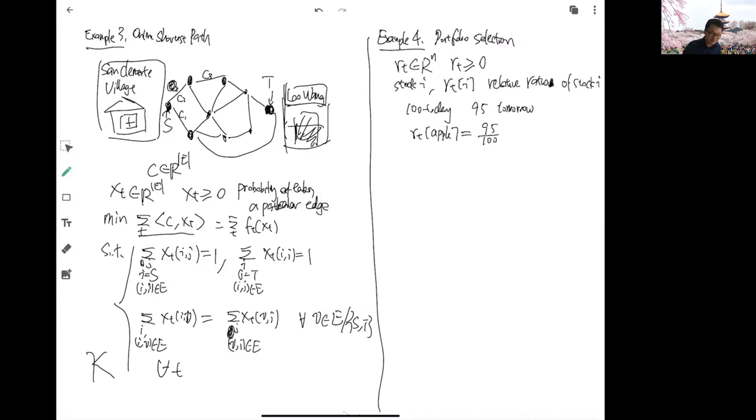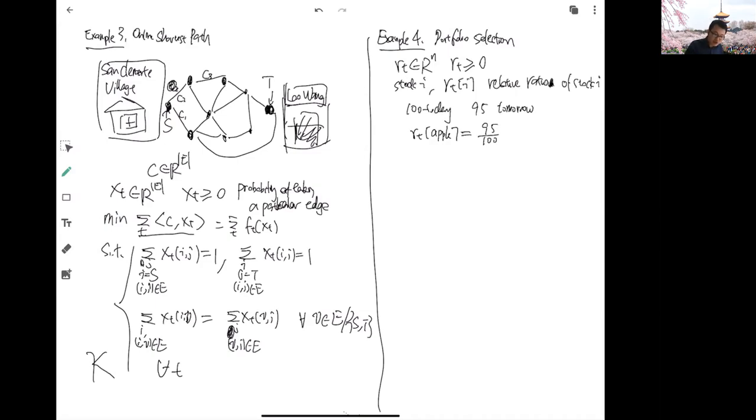I guess there are exceptions. Like in the most recent case, the future of the oil price was actually negative for some reason, but let's not worry about those cases right now.